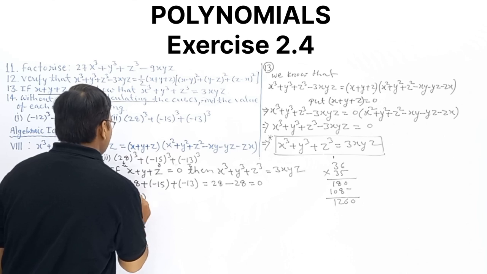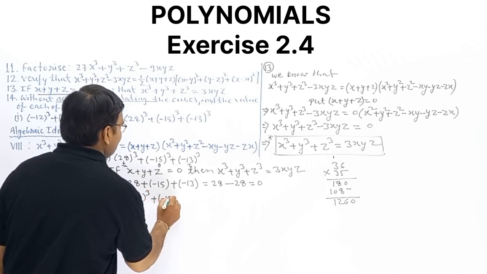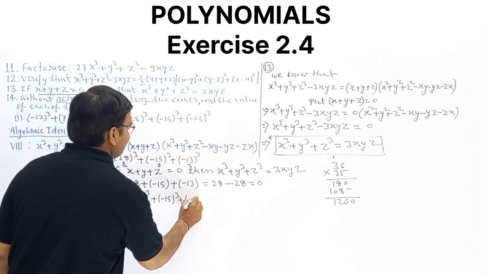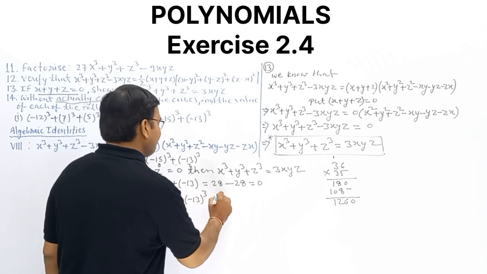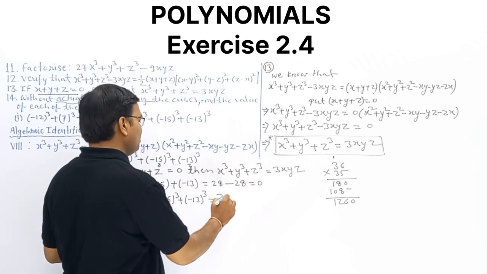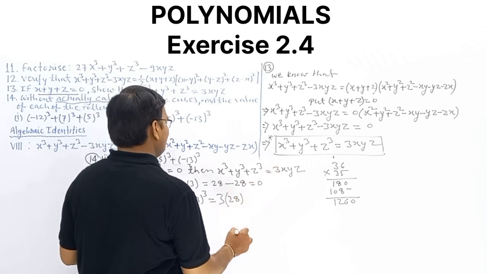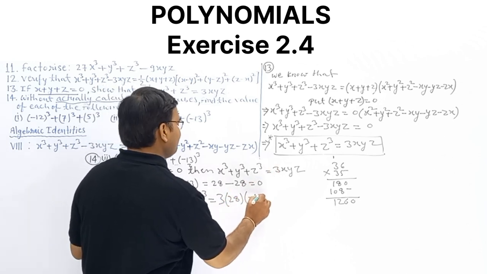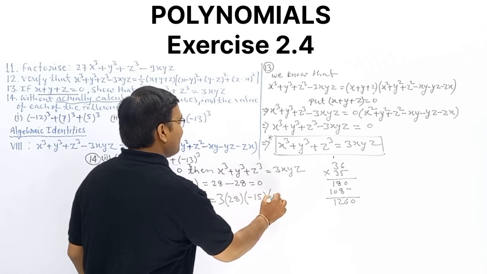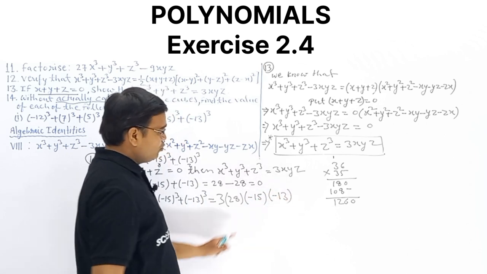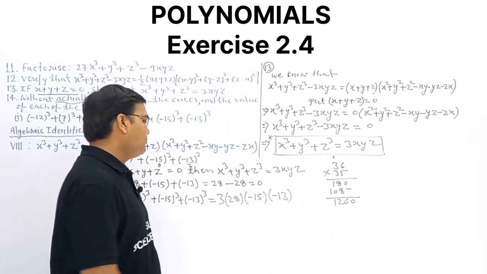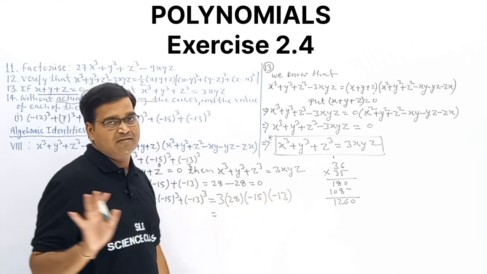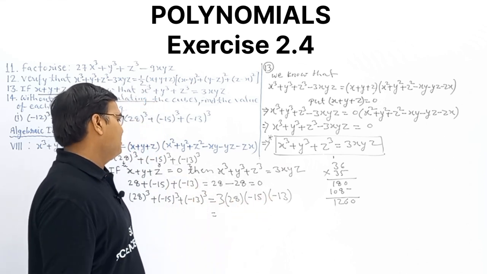Its result, 28 cube plus minus 15 cube plus minus 13 cube, will be 3 times x, where x is 28, y is minus 15, and z is minus 13. So two negative signs we are having, so minus into minus will be plus. The result will be plus.